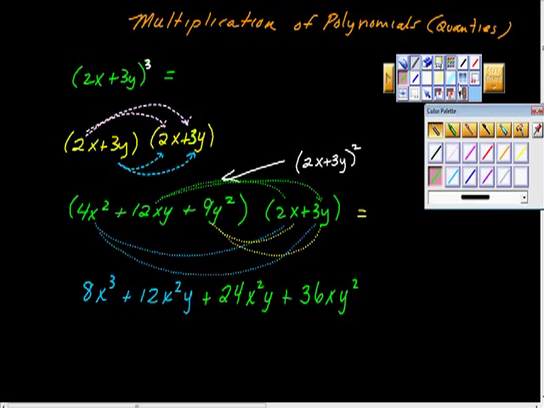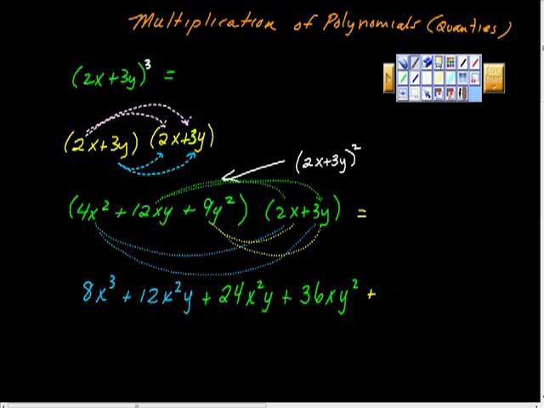Now we move on to the part that was yellow. And we have 9y squared times 2x, which is what? 18xy squared. And then lastly, Lucy? 27y cubed. Well, that's a lot, isn't it?